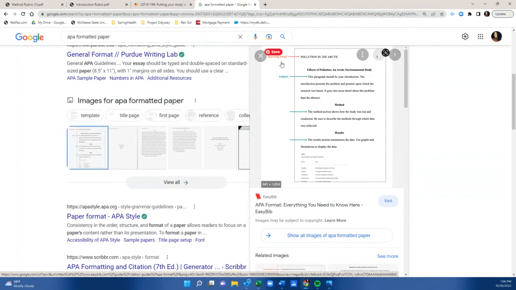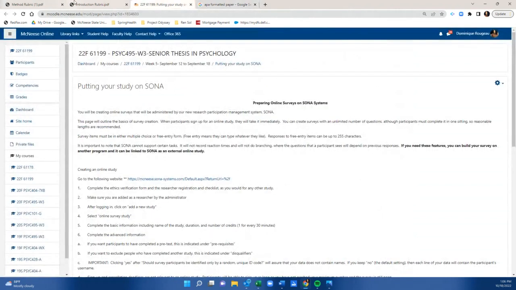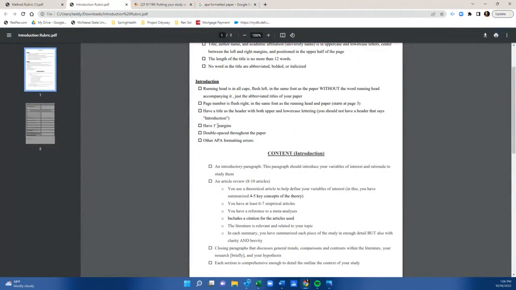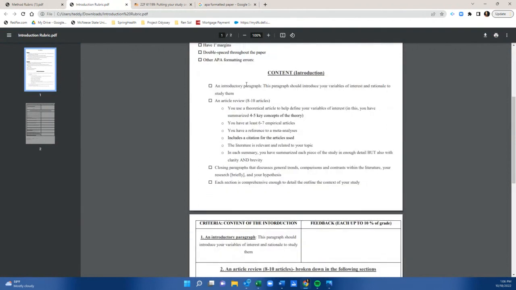Make sure that it's not in all caps. It does need to be that combination of upper and lowercase letters. Make sure you have the 1 inch margins, double space your paper.